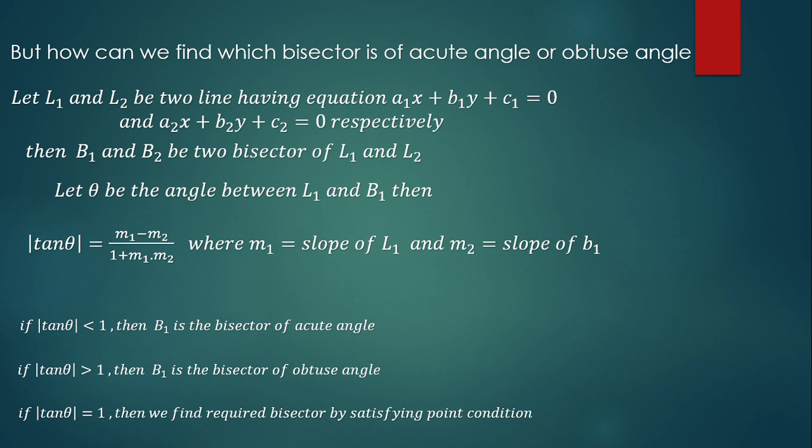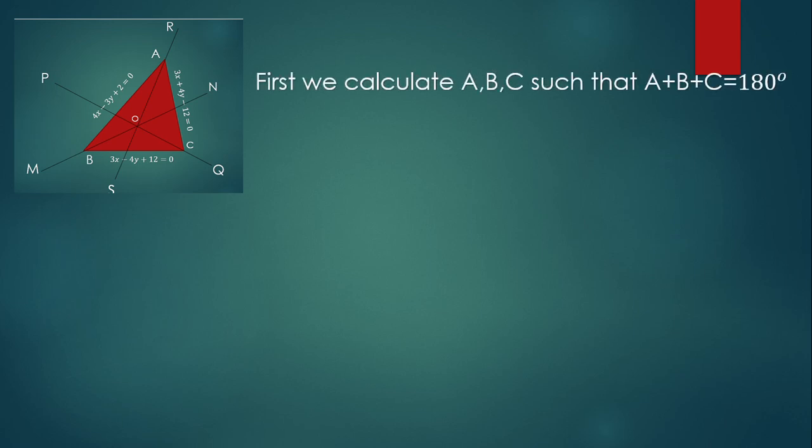So let's solve this problem step by step. Now the question is this. First, we calculate the angles A, B, C, so that the sum will be 180 degrees. We have the equations 3x minus 4y plus 12 is equal to 0, 3x plus y minus 12 is equal to 0, and 4x minus 2y plus 2 is equal to 0.